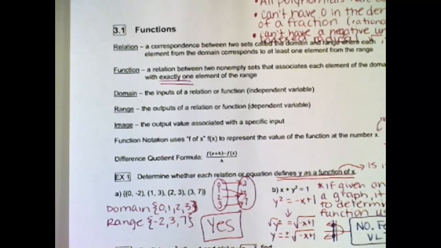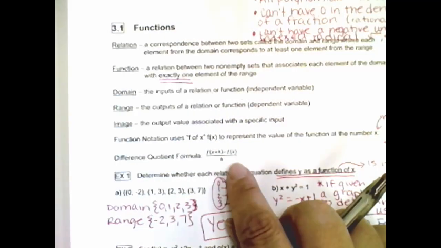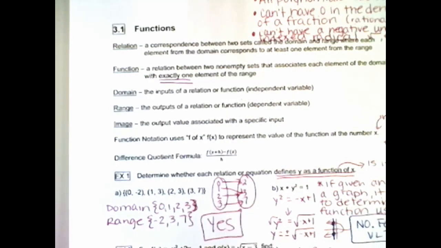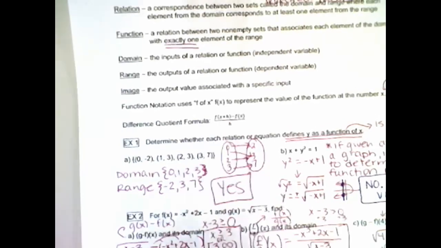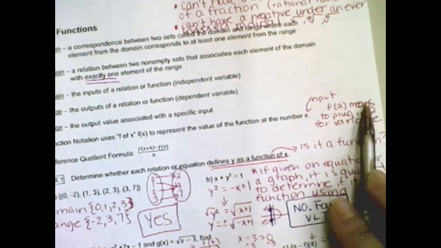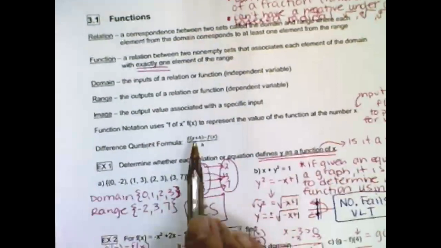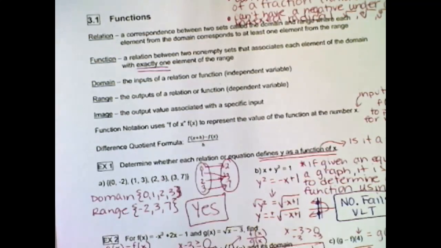I think this is the first formula we have that you do not have to memorize. So if you are asked to find a difference quotient, you will be given the formula for this. So this one you do not have to memorize. So it says we are going to take f of x plus h. What does that mean? Well, just like up here where f of 2 means to plug in 2 for the variable, this means I'm going to plug in x plus h for the variable.